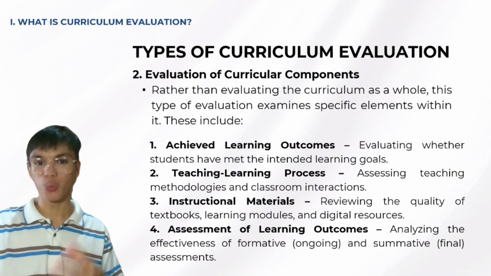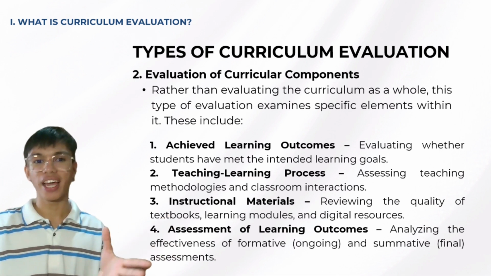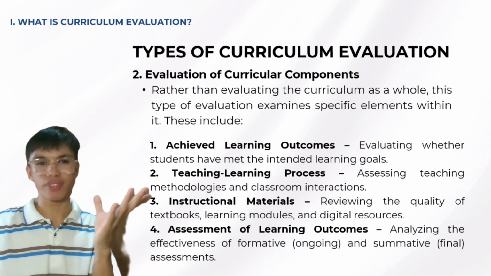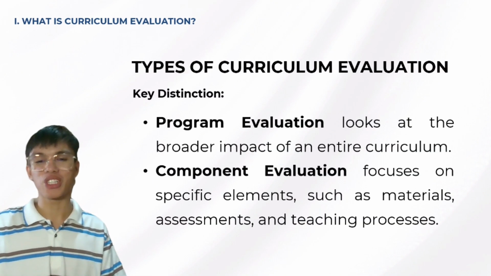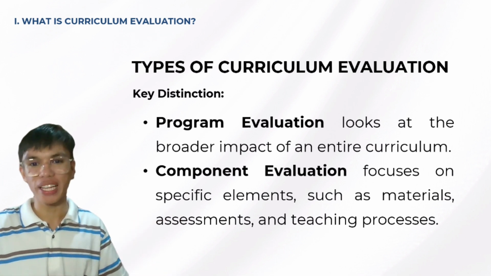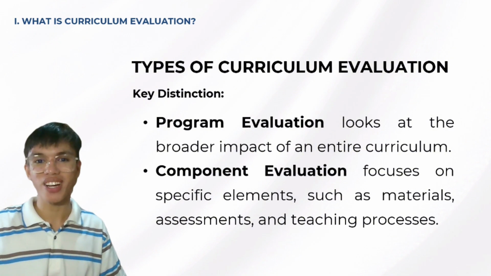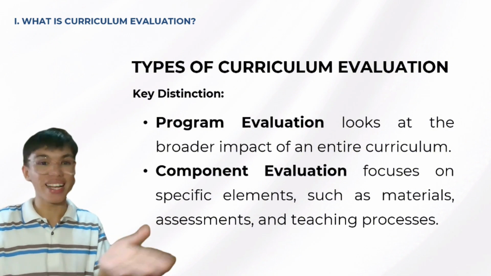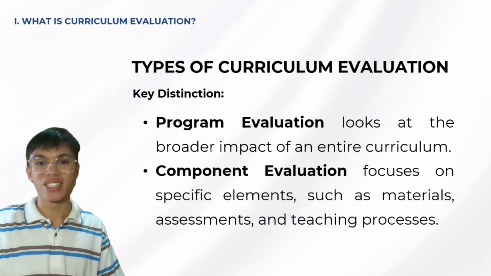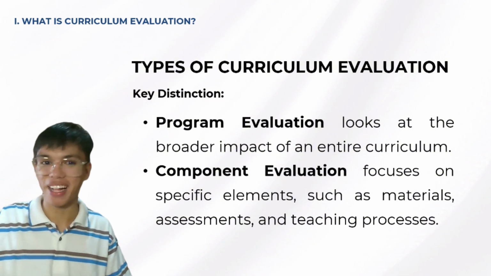So now that we've discussed the two types of curriculum evaluation, let's look at a key distinction between the program and component evaluation. Program evaluation examines the overall impact of the entire curriculum, while component evaluation focuses on the specific elements such as teaching methods, assessments, and learning materials. So that is the difference between the program and component evaluation.